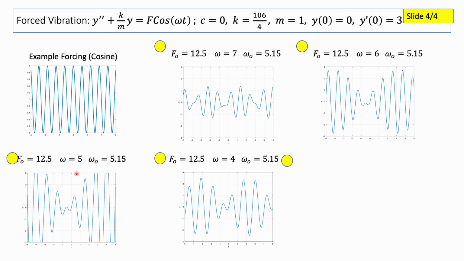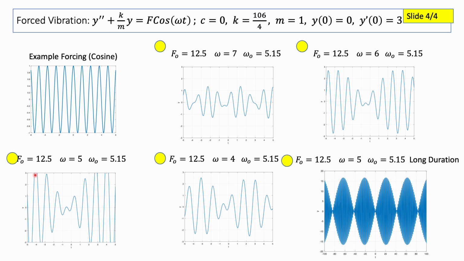Now look at a case where we bring omega closer to omega 0, 5 and 5.15. You had 6 and 5.15, you had 4 and 5.15, now it's 5 and 5.15, very close. It looks like you have some large amplitudes here, becoming very small amplitudes, and then becoming large amplitudes again. So what I did was took this last signal where omega is 5, very close to 5.15, and showed you a long duration. How does it look? You have large amplitude vibrations, almost 0, large amplitude vibrations, almost 0.